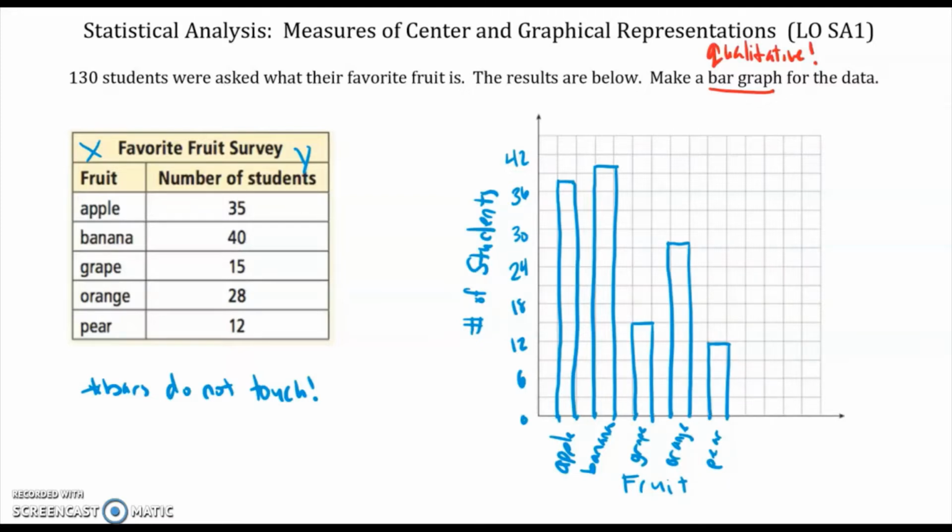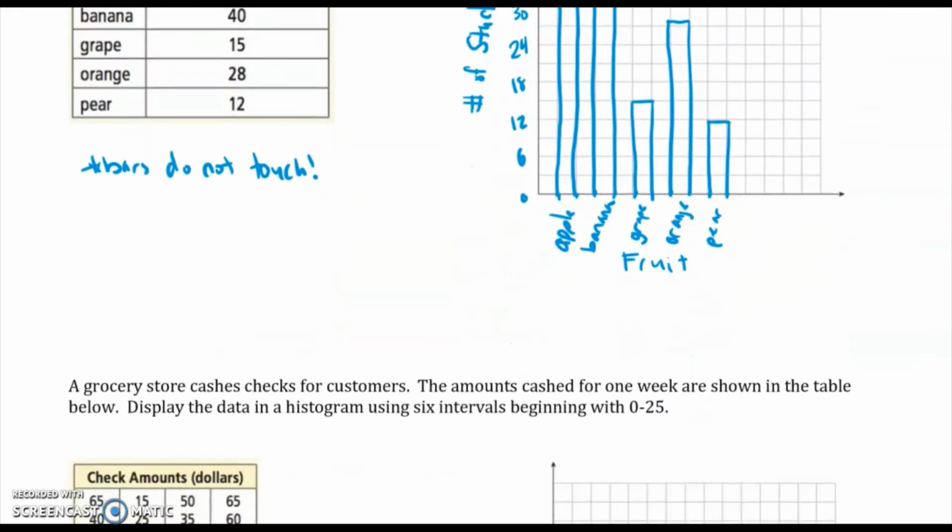So again, that's used for qualitative data, which are categories, right? So not numerical data. We're just basically counting how many apples, how many people with blue eyes, how many people are left-handed, things like that. All right. So now we want to compare that to the next one, which is a histogram.